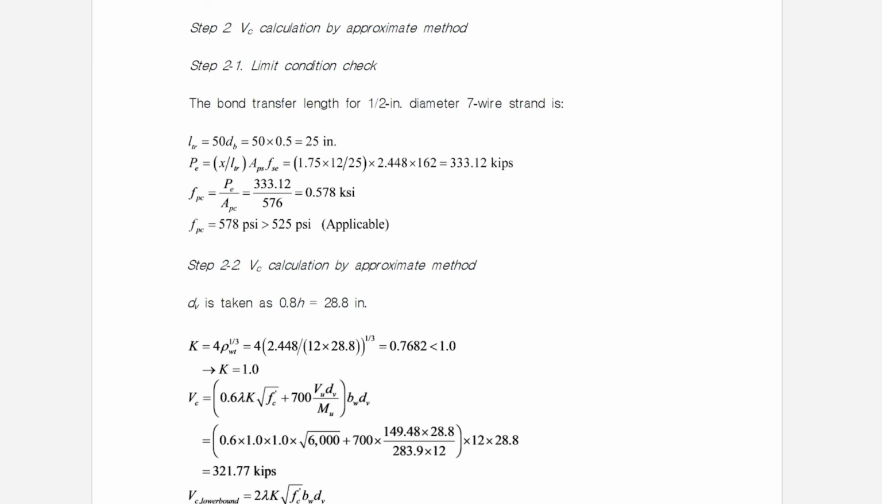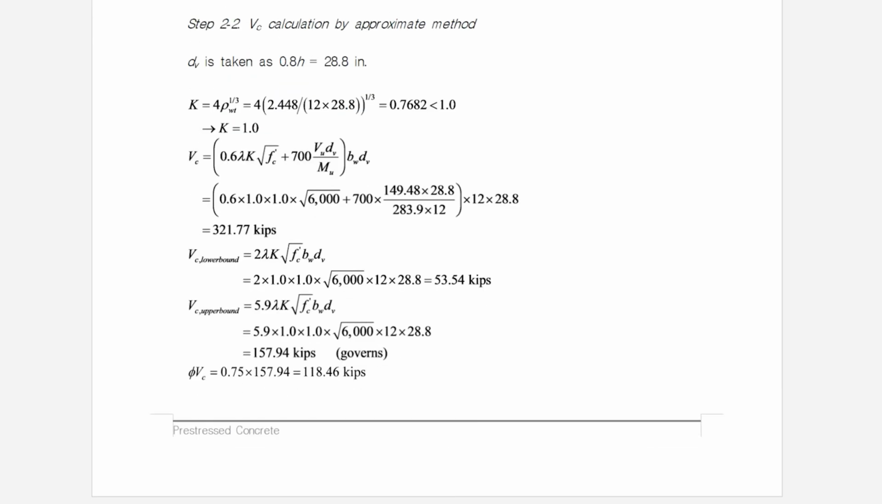At the 1.75 feet location, effective stress or force can be calculated. Stress is 1.75 times 12 over 25 times 162, multiplied by the cross-section area. So the prestressing force at 1.75 feet is 333.12 kips. Precompression, in this case, it's just one section, a non-composite section, easily calculated: 578 psi, greater than 525. So you can use the approximate method.